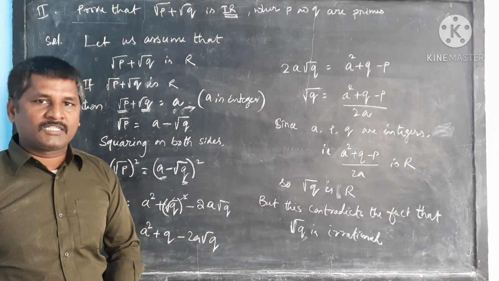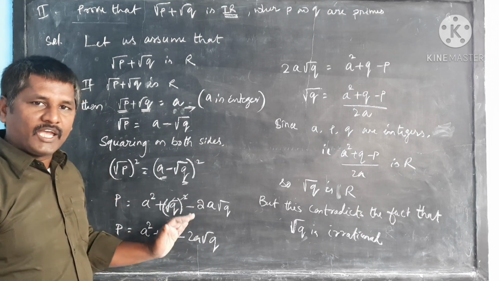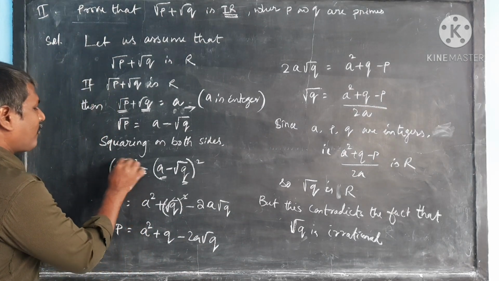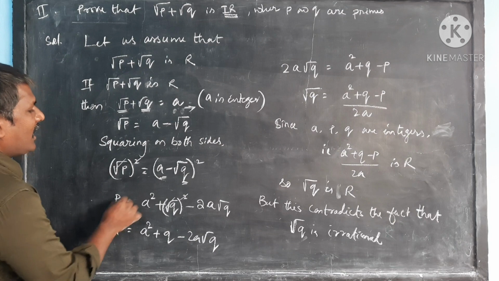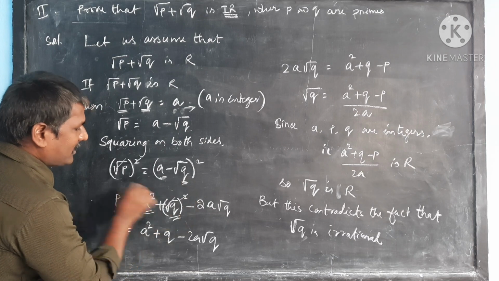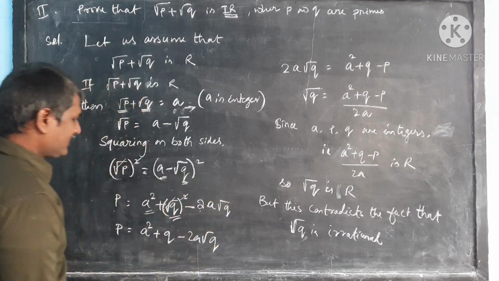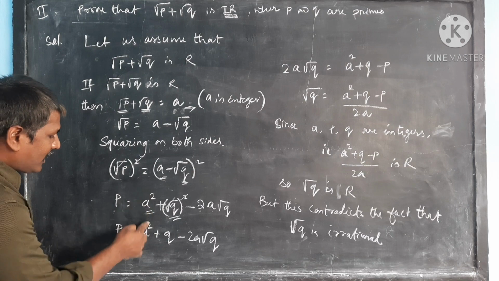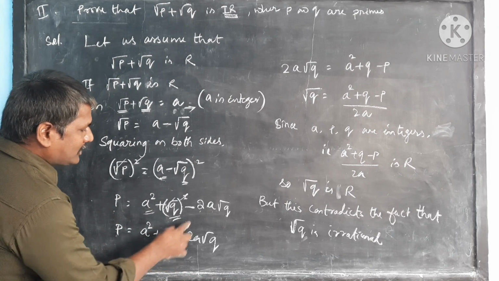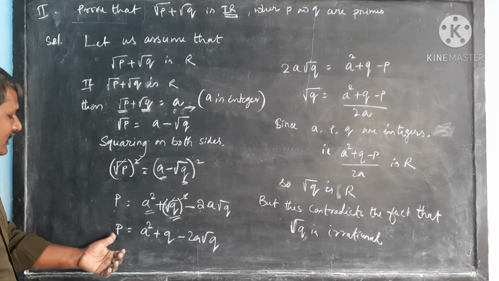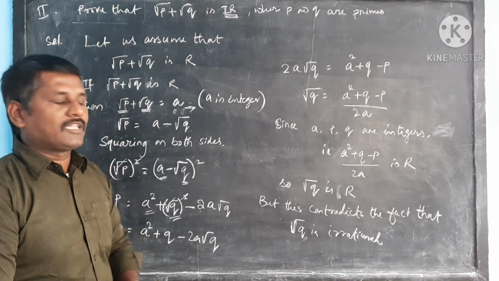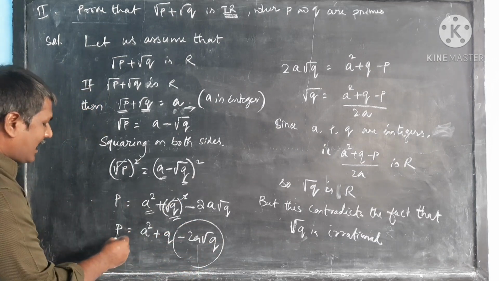So the application of a minus b whole square, the formula is a square plus b square minus 2ab. You can write the square of root p, the square and root will be cancelled, you get p. Now it is in the form of a minus b whole square, so you get a square plus b square, where in the place of b, minus 2ab. Then you get p equals a square plus, now square root of q, the square and root will cancel, you get q, minus 2a root q. Now the equation is p is equal to a square plus q minus 2a root q.